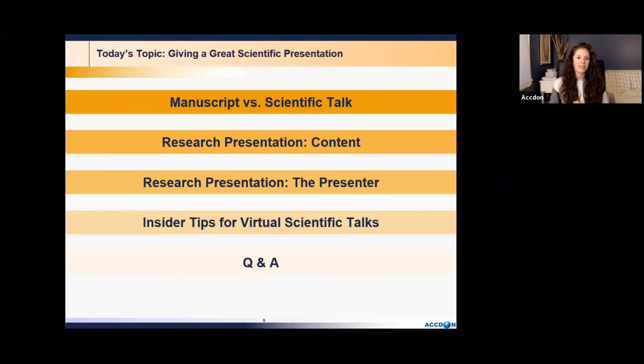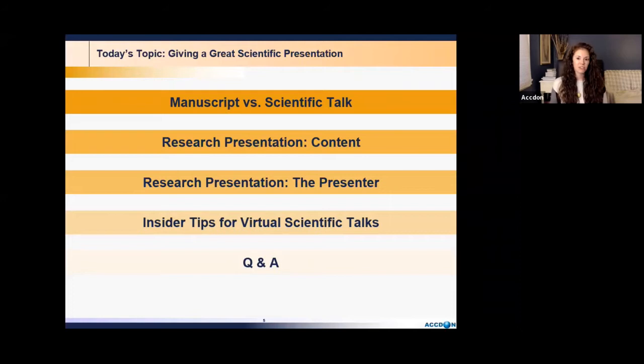Today's topic is giving a great scientific presentation. This is something that researchers, no matter their discipline, are probably going to encounter sometime in their career. There are different types of scientific presentations. Of course, one is the manuscript, another is a poster at a conference, and then there is the scientific talk, which can be one of the most daunting presentations for many people.